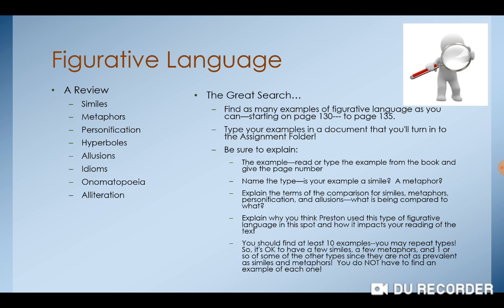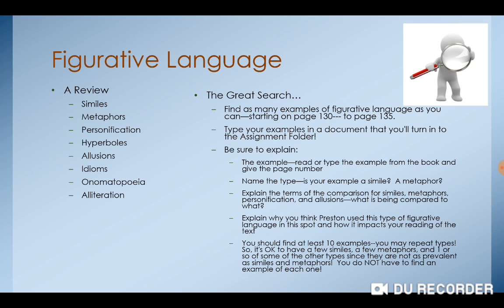So even personification, what are they comparing, right? So when she runs like the wind, you need to be able to say, oh, the terms of the comparison are they're comparing a girl running to the wind blowing, right? I want to know the terms. And then I want you to explain, finally, why you think Preston uses this type of figurative language and how it impacts your reading of the story.